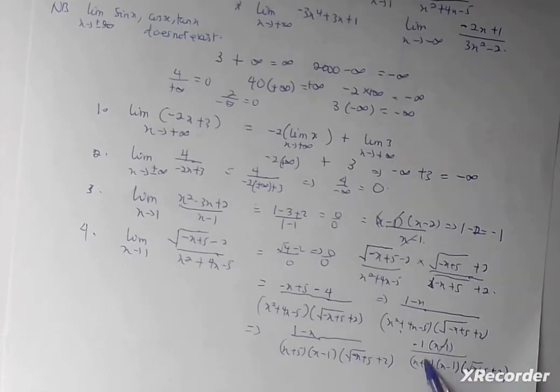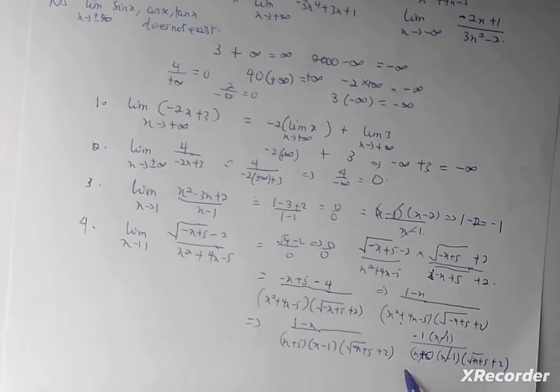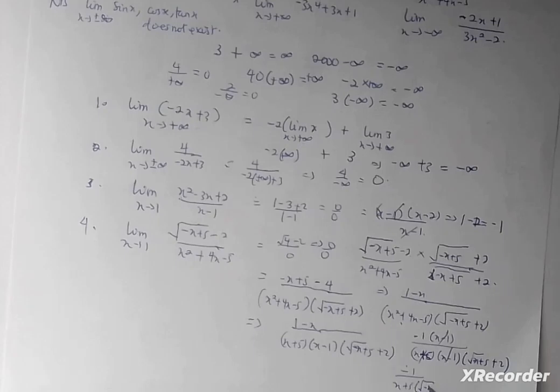At this point, this will cancel this. I have negative 1, I have this. Wherever I see x, I'm going to put x plus 5. This will cancel this rather, so I'll have my x plus 5 there. So now at this point, wherever I see x, I put negative 1 over x plus 5, then multiplying the square root of x plus 5, then plus 2.